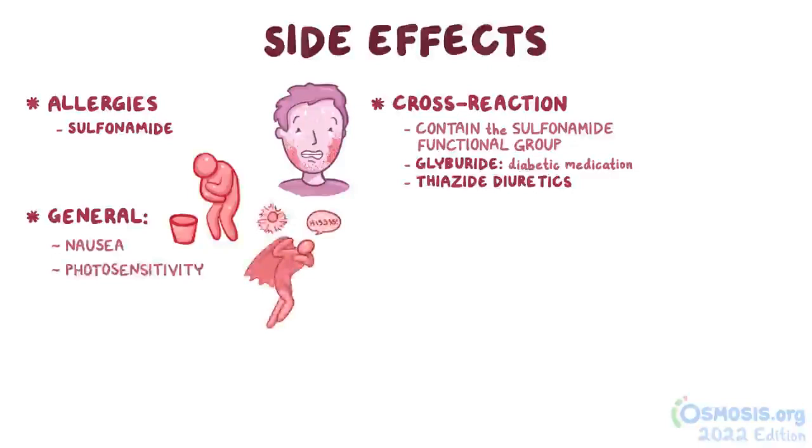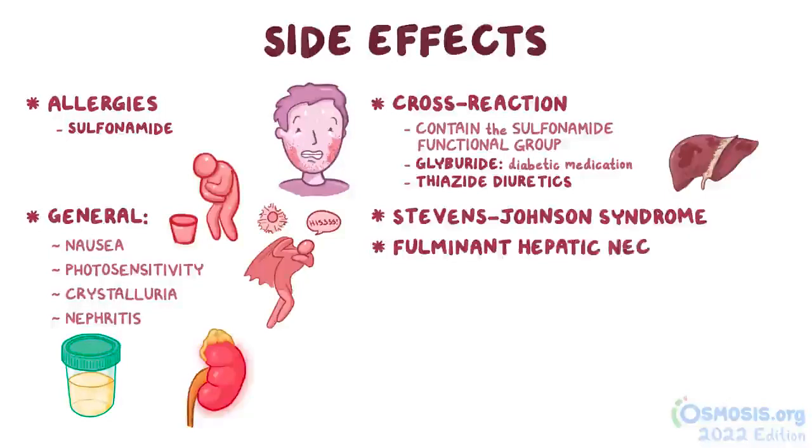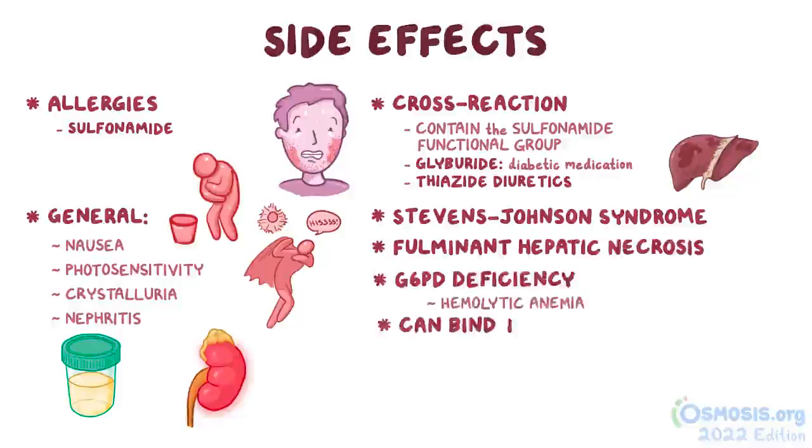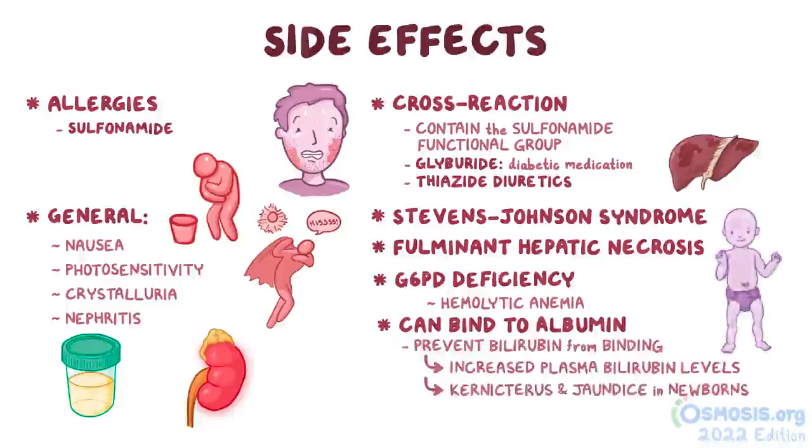In the kidneys, they can precipitate as crystals in the urine, causing crystalluria and nephritis. In rare cases, life-threatening conditions such as Stevens-Johnson syndrome, or SJS, and fulminant hepatic necrosis can occur. Finally, in people with G6PD deficiency, they can cause hemolytic anemia. This medication can bind to albumin and prevent bilirubin from binding, which leads to increased plasma bilirubin levels, leading to kernicterus and jaundice in neonates.